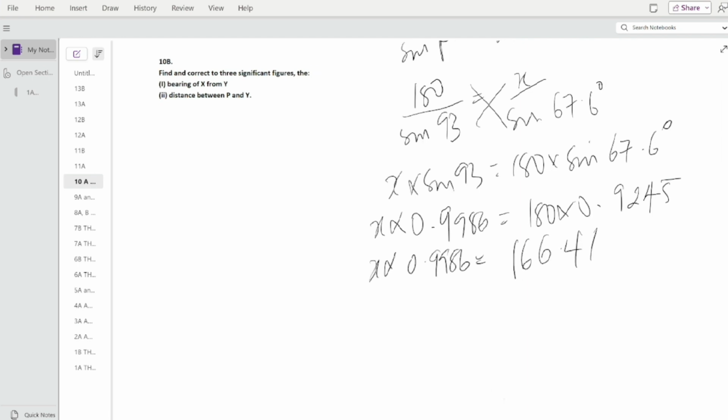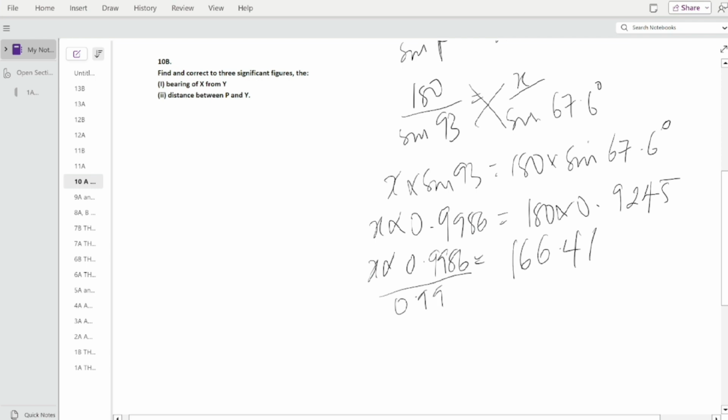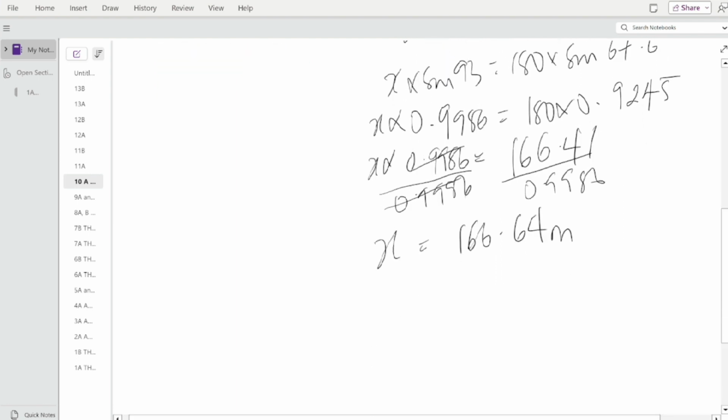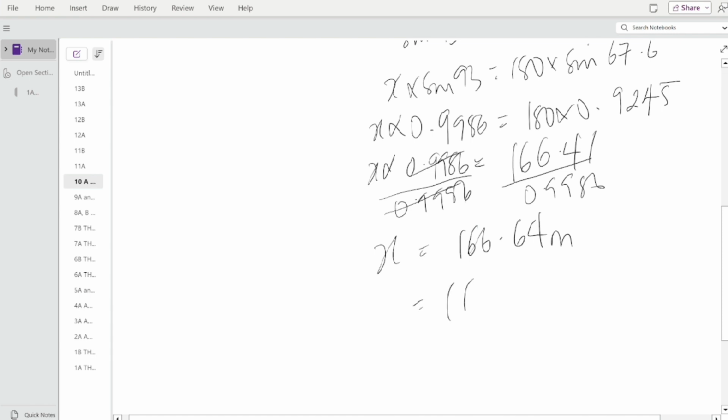That will give you 166.41. We divide both sides by 0.9986 to get rid of this and make x stand alone. We have x is equal to 166.41 divided by 0.9986, which will give us 166.64 meters. And to three significant figures, we have it as 167 meters as our answer to three significant figures.